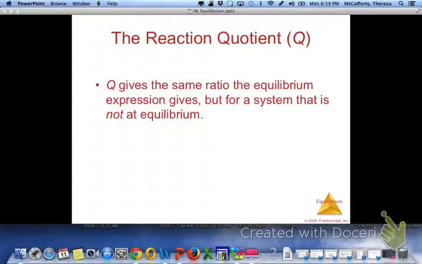Switching gears just a bit, let's talk about the reaction quotient. This is called Q. Actually, I'd like to stop right here. We'll pick up here at the next one.